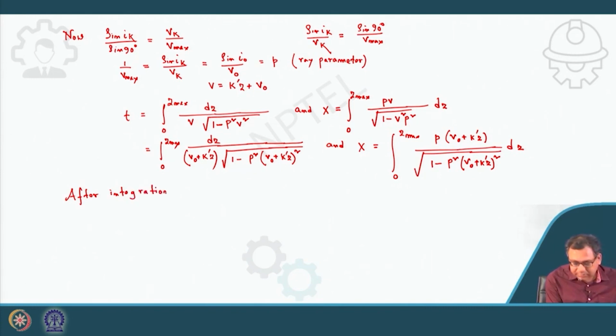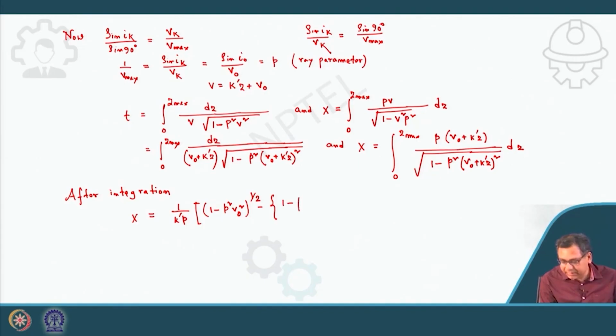I will get that x is equal to 1 by k dash p, small p actually, this is k dash p, then (1 minus p square v0 square) to the power half minus (1 minus p square (v0 plus k dash z) square) to the power half. So, this is the expression.